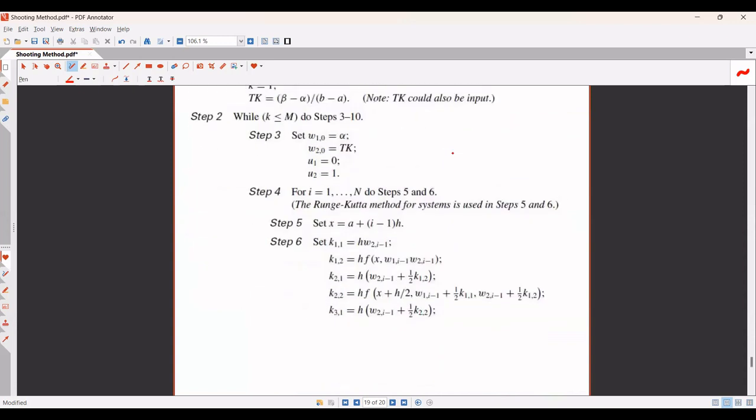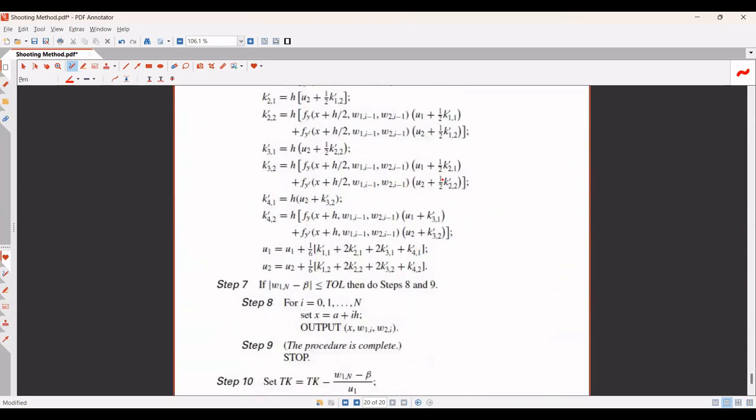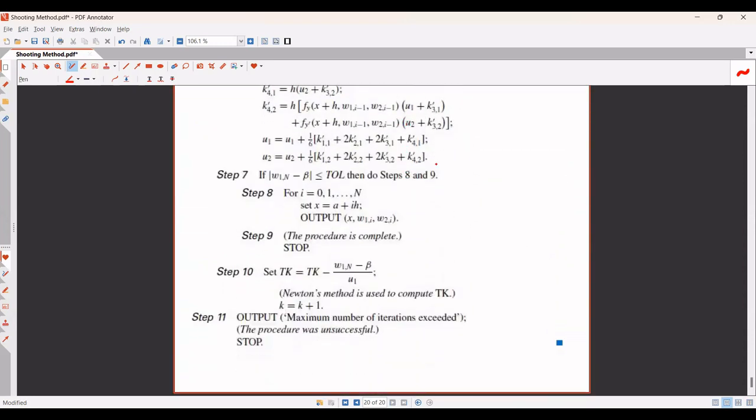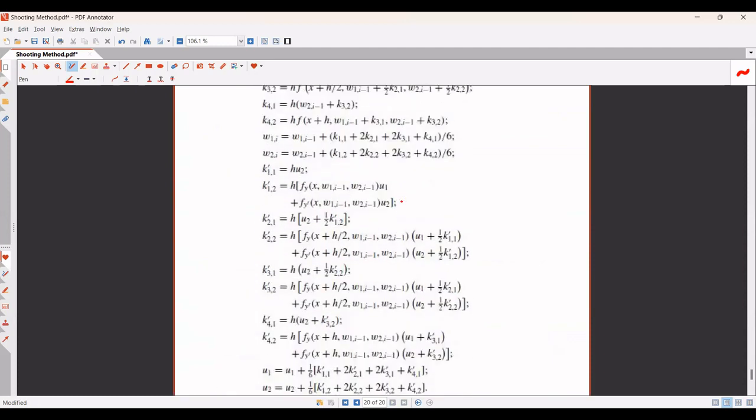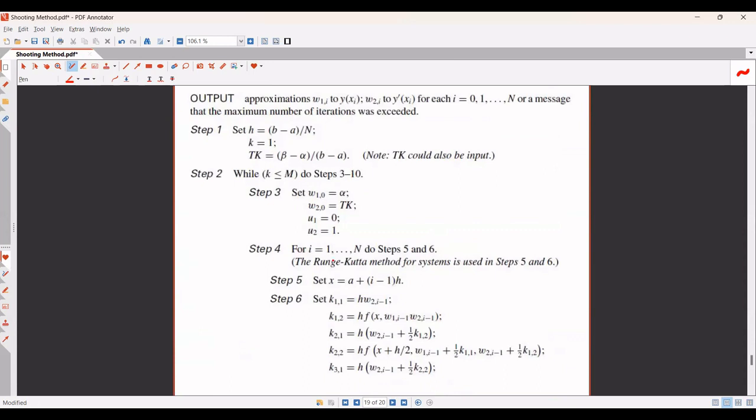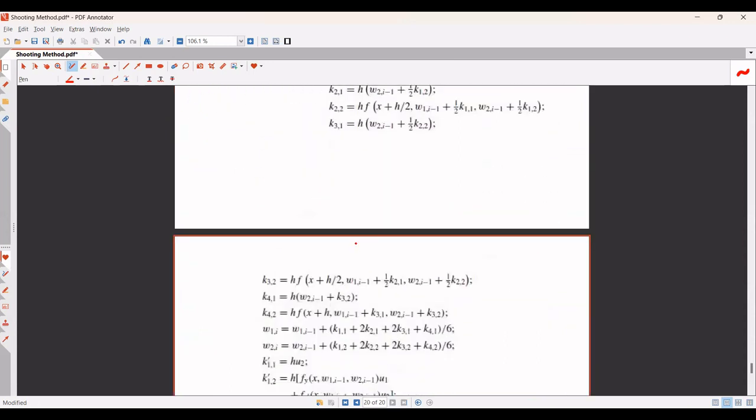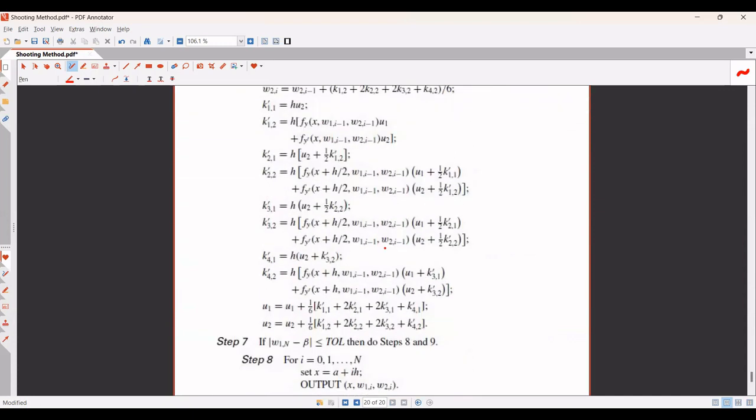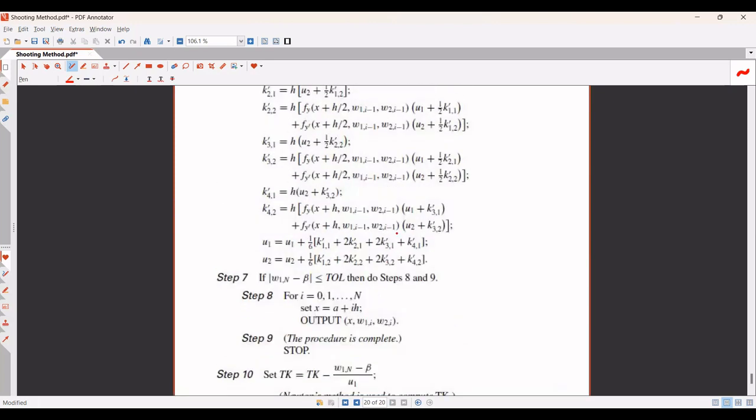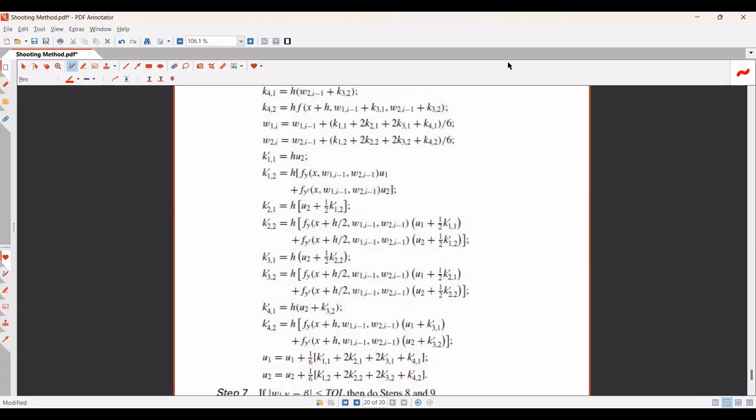Okay, here is the algorithm, and again, they are using the RK4 method for solving the initial value problem, and I think the algorithm should be okay to you. You have to just solve the initial value problems in a loop to get a better approximation for t_i at each loop until y at b is sufficiently close to beta. Please let me know if there is any confusion involved.